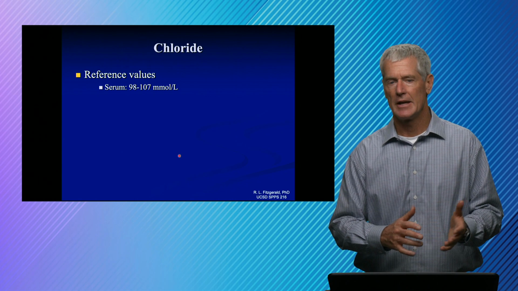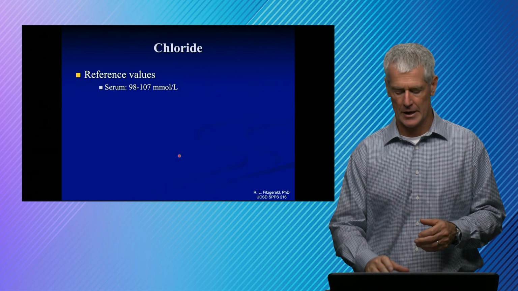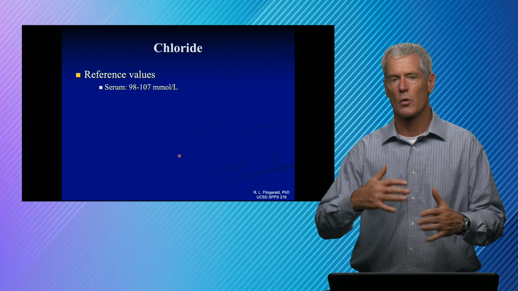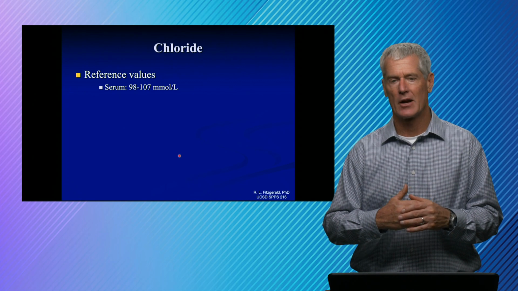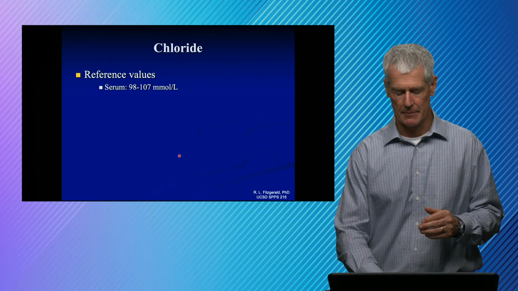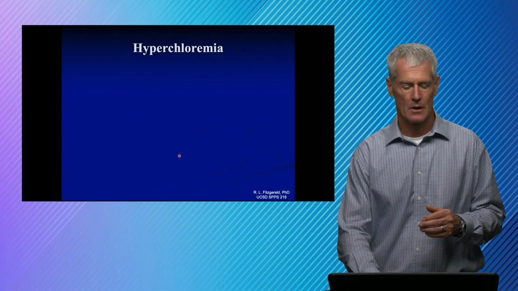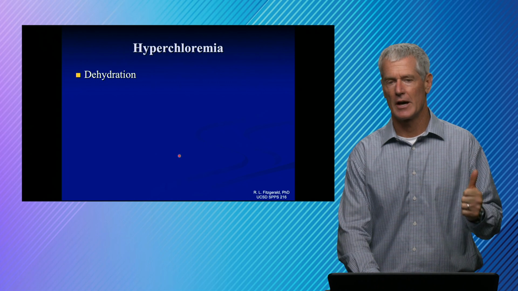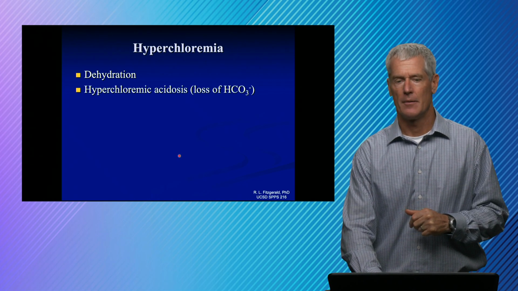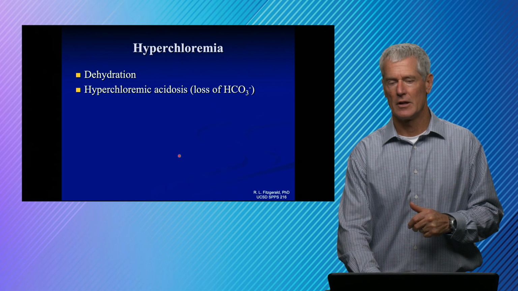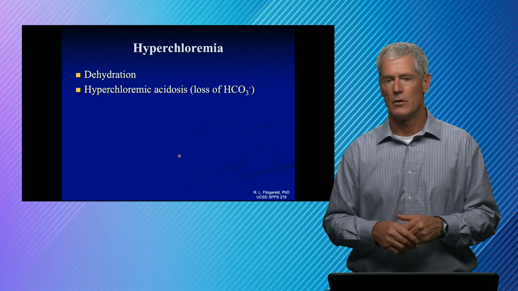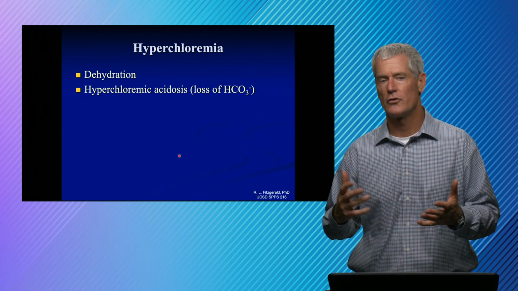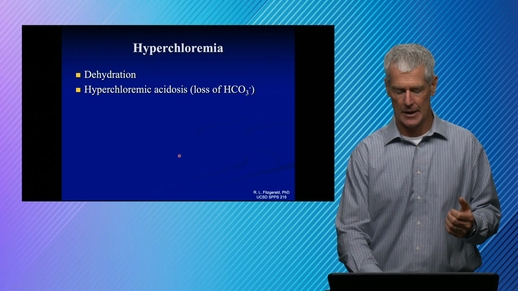Chloride, 98 to 107 as its reference range. I really think about chloride in relationship to bicarb because often chloride is sort of going the other direction of bicarb to maintain that electrolyte balance. Hyperchloremia, dehydration makes sense. If you're dehydrated, your sodium's high, your chloride's high, your potassium's high. Hyperchloremic acidosis, basically if you've lost bicarb, like in a metabolic acidosis, you still maintain that electrolyte balance by having more chloride.